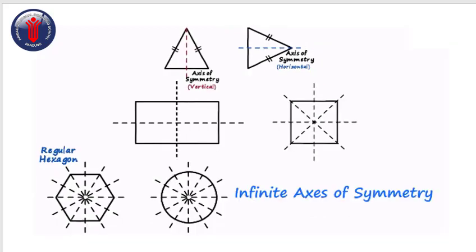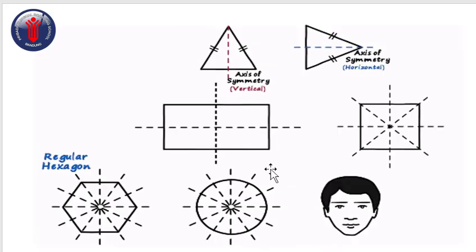And a circle, on the other hand, has infinite axes of symmetry. No matter how we draw the lines passing through the center, the two parts formed will always fold perfectly along that line. Did you know nature loves symmetry? The best example of symmetry in nature would be that of a human face. Like this, it has a vertical axis of symmetry.